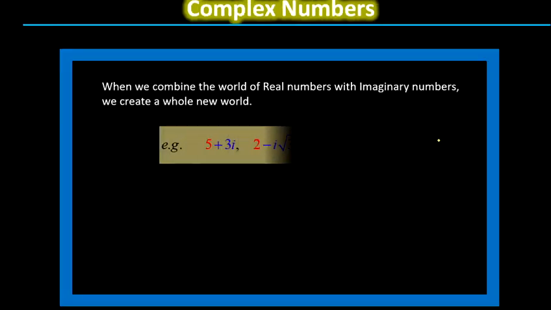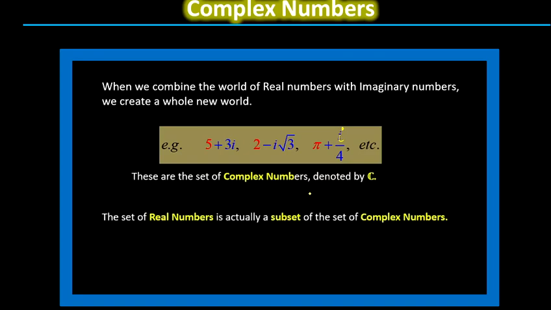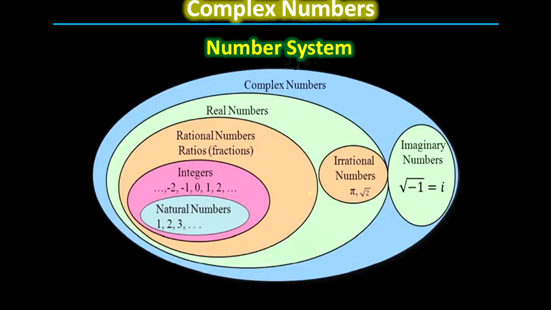Now we have a few examples here on the screen. These are your complex numbers. This is iota basically. So pi plus 1 by 4i, or 2 minus root 3i, or 5 plus 3i. You see, these are the complex numbers, and we have the symbol C for this. So can I say now onwards a real number is a subset of complex numbers, or every number is a complex number even though it is a real number? Please see this diagram.